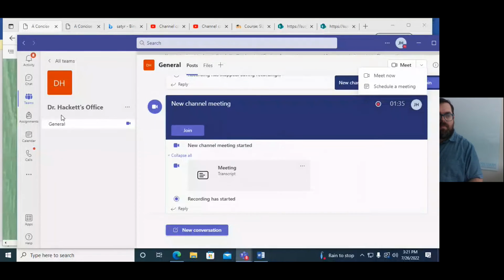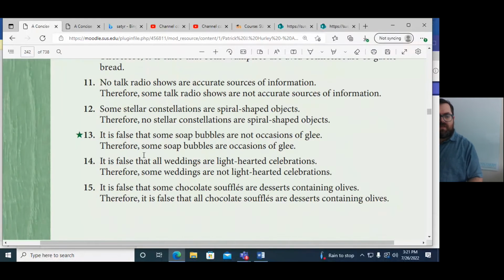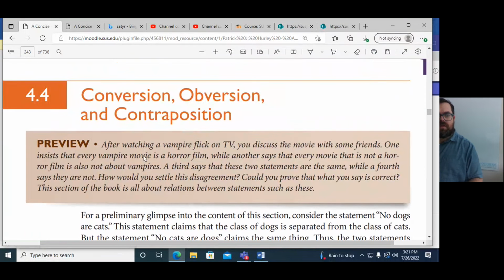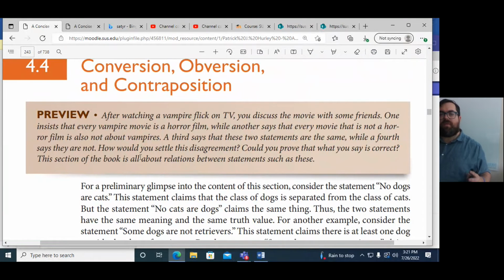All right, let's take a look at chapter 4.4. And let's see. Oh, here's the share button. Go over here. So in different logical systems, what we start to do is we have three things that we can do to statements here, right? So we have conversion, obversion, and contraposition.